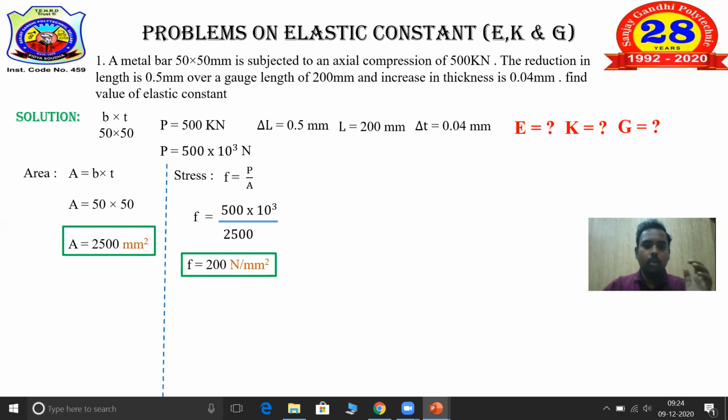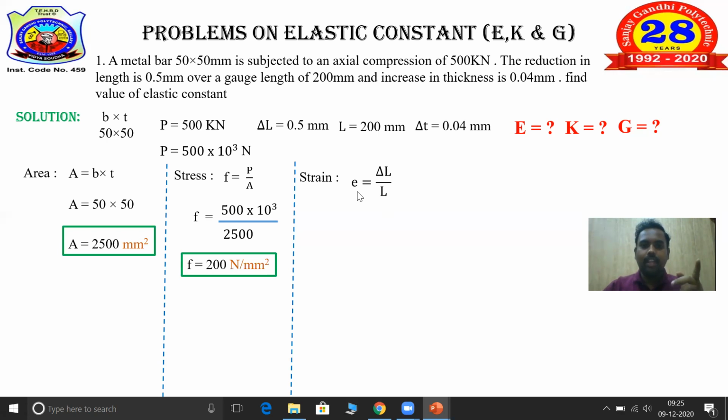So now it's time to find the strain. The formula is E equals delta L by L. Students, right now I am finding only the strain. It's very important to note there are two types of strain: one is the longitudinal strain, one is the lateral strain. Right now I am finding only the longitudinal strain, so I'll call it the strain. So E equals delta L by L.